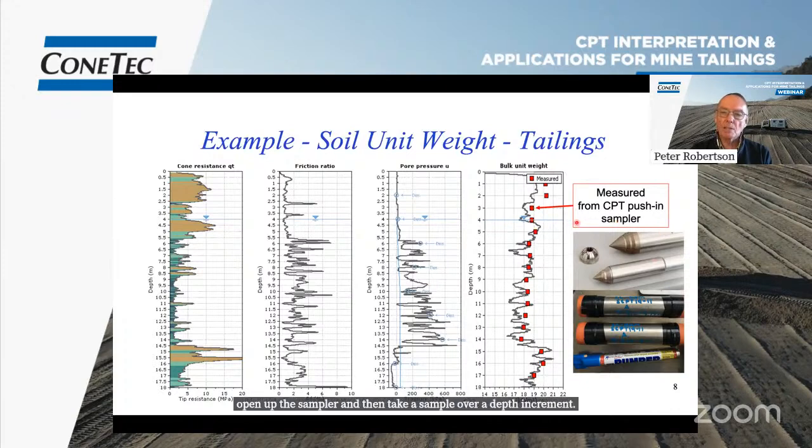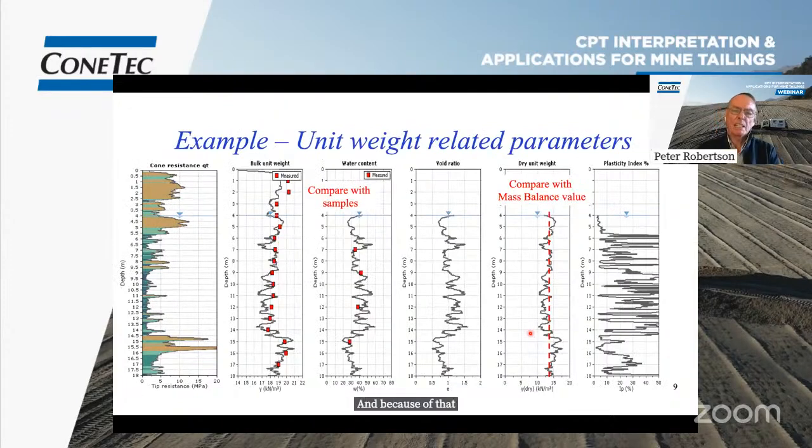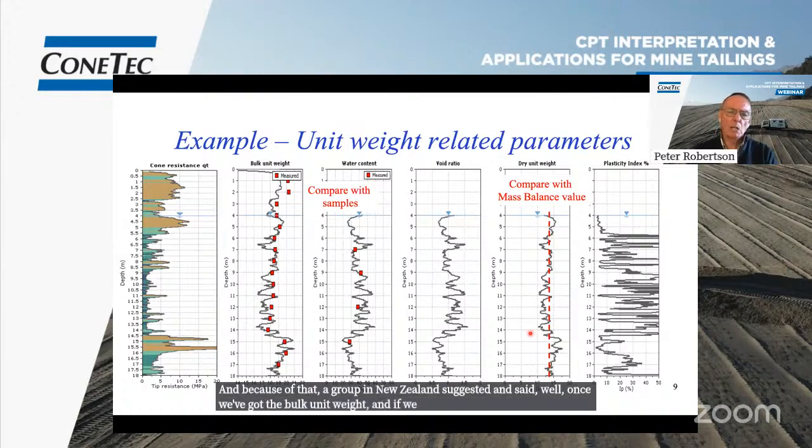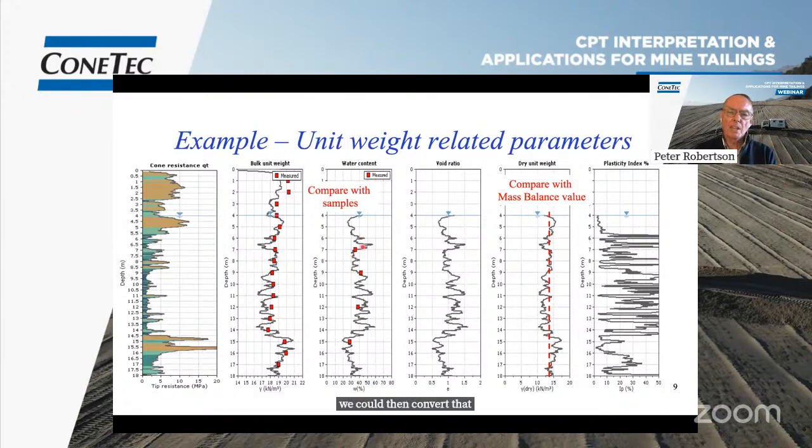And you can see here they took samples every meter, and the measured unit weights agree quite well with the estimated ones. And because of that, a group in New Zealand suggested, well, once we've got the bulk unit weight, and if we know it's saturated below the water table, we could then convert that to water contents and to void ratio and to dry unit weights.